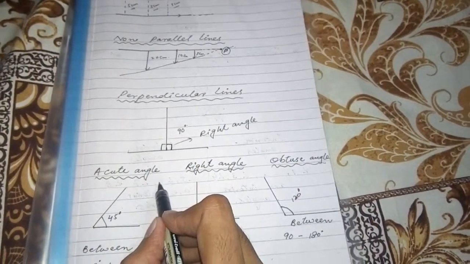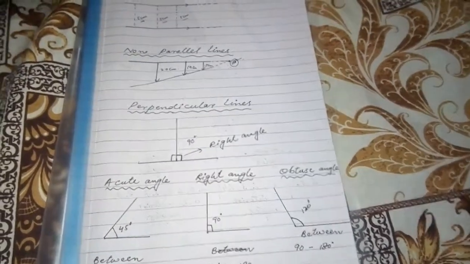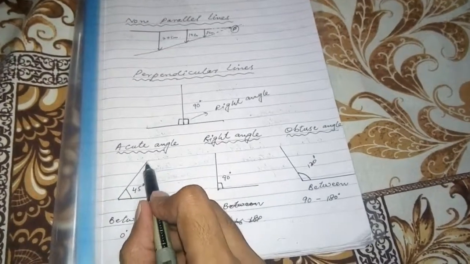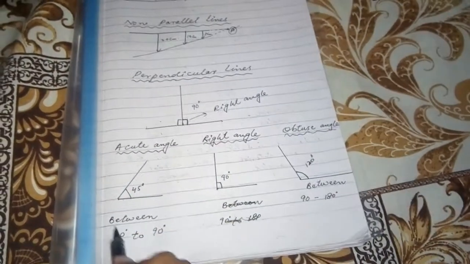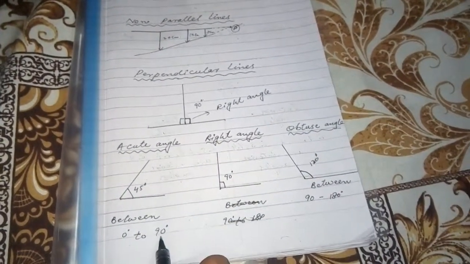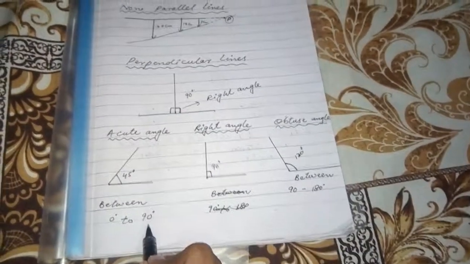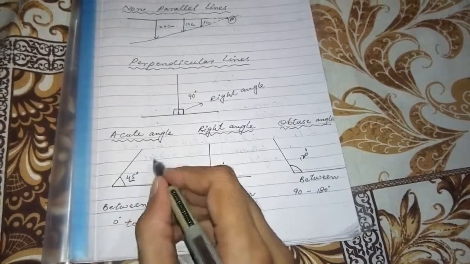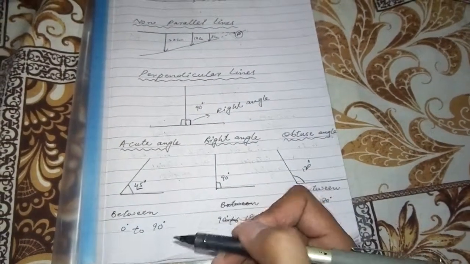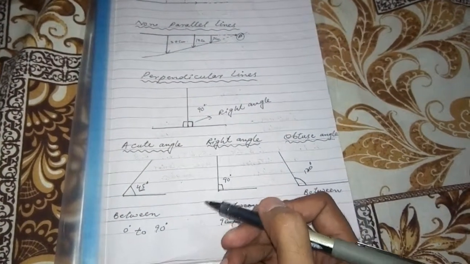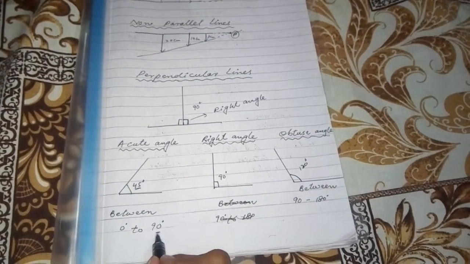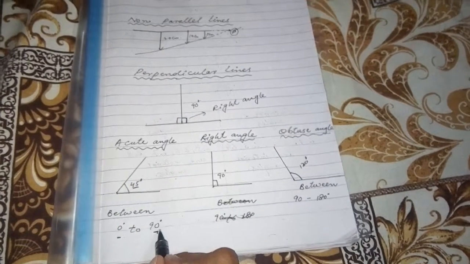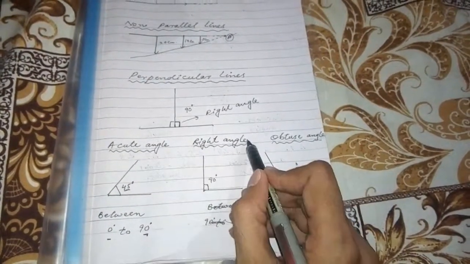Acute angles. Acute angles are those angles that are less than 90 degree, or you can say between 0 to 90 degree. So it is 30 degree, 45 degree, 60 degree, 80 degree. It should be less than 90 degree. 0 to 90 degree.